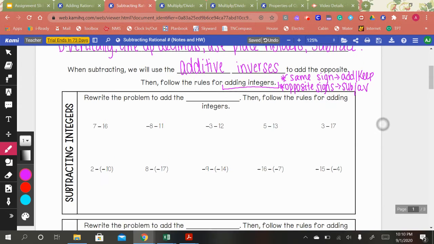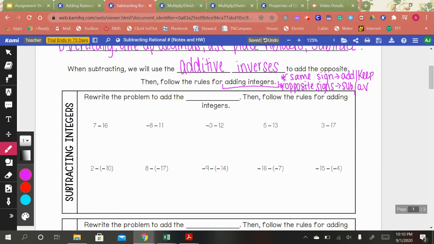All right. We are going to look at one more thing real quick. When we have subtraction problems, adding the additive inverse, I like to use KCC. Keep, change, change. That is your subtraction rule, how you change your subtraction problem to an addition problem.